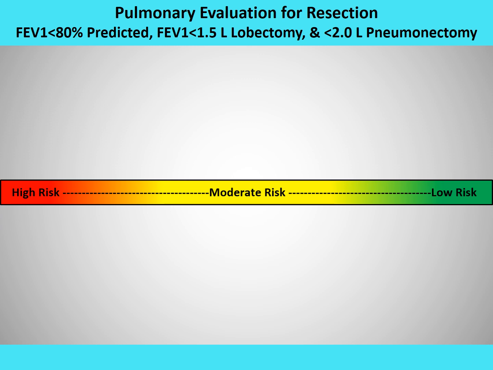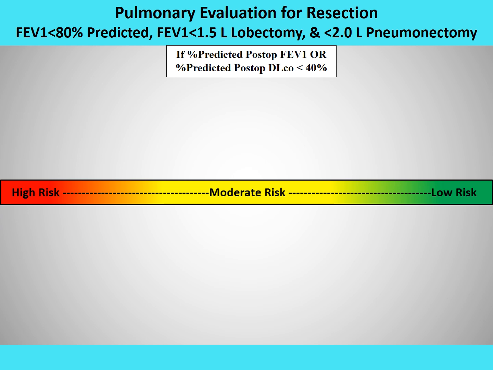In the ACCP guidelines, the first step in their algorithm for choosing patients that should have a cardiopulmonary exercise test is to select out those with an FEV1 less than 80% of predicted, who have an FEV1 less than 1.5 liters being considered for lobectomy, and those less than 2 liters being considered for pneumonectomy. And in this subset of patients, then estimate their percent predicted postoperative FEV1 and diffusion using tools such as split lung studies. If either of these values is less than 40% of predicted, then a cardiopulmonary exercise test is recommended to obtain the VO2 per kilogram.